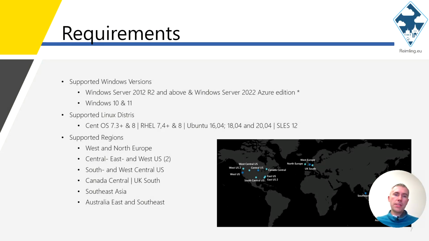So firstly, we will start with the requirements, and here you see you can start with all your Windows versions from Windows Server 2012. You can use all these supported Windows versions and enable Azure Automanage for these server versions. You can also enable or configure clients like Windows 10 or Windows 11, and also you have a whole list of Linux distributions that are also supported via Azure Automanage.